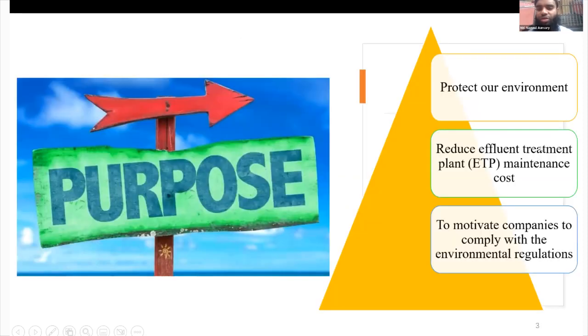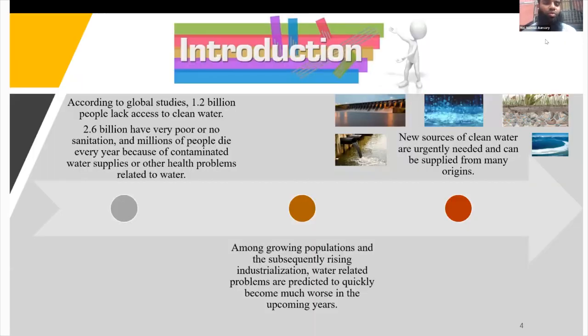The purpose of this presentation is to protect our environment, reduce effluent treatment plant (ETP) maintenance cost, and motivate companies to comply with the environmental regulation. According to global studies, 1.2 billion people lack access to clean water, and 2.6 billion have very poor or no sanitation, and millions of people die every year because of contaminated water supplies or other health problems related to water.